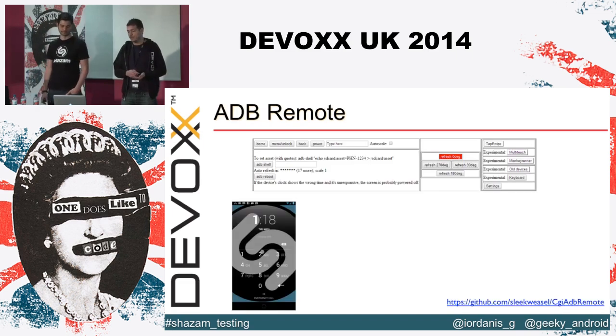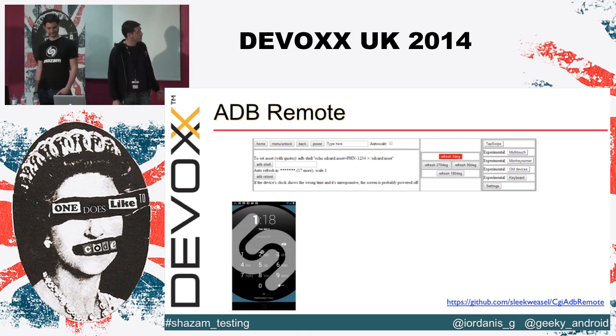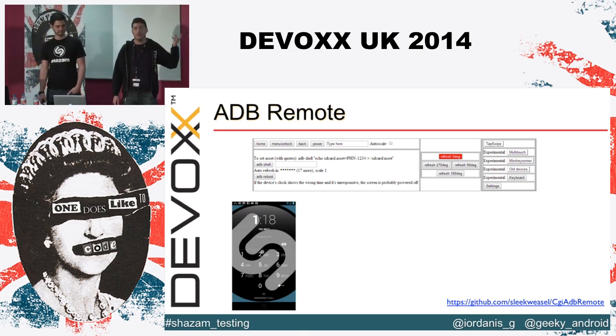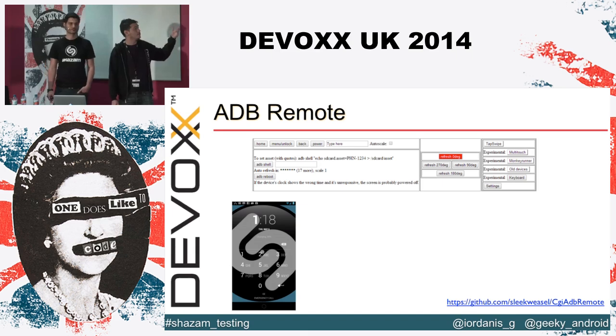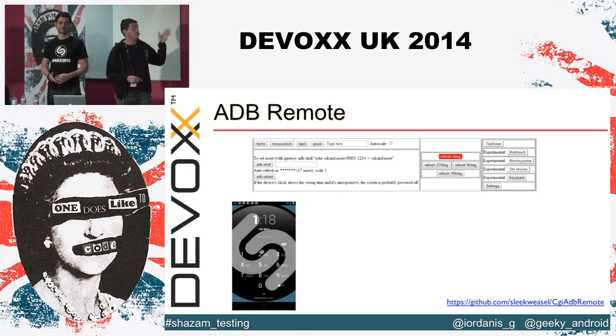So one of our team members developed a tool called ADB Remote. You can find that on GitHub. You run this on the same box that your devices are connected to, and it creates a server. You can log in, and you get a nice web interface that allows you to remotely interact with a device. This is an interactive view. You can click things, type things in, issue ADB commands, reboot the device, you can do whatever you want with it.